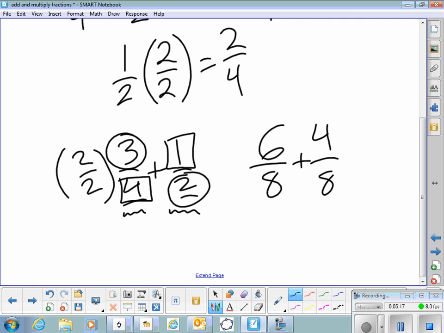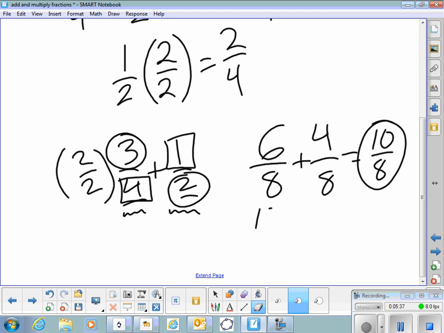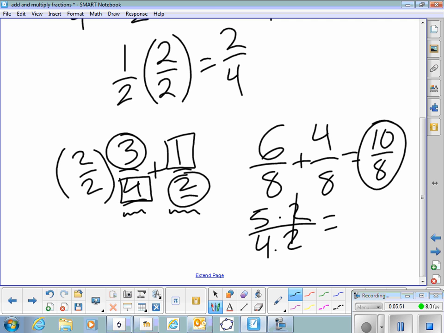And then I can just add them straight across. 6/8 plus 4/8 is 10/8. Well, that can be reduced, but that value is correct. We could factor our 10 into 5 times 2. We could factor our 8 into 4 times 2. 2 divided by 2 is 1, so that could be reduced to 5/4. We could even reduce that to 1 and 1/4, but 5/4 is the same value as 10/8.